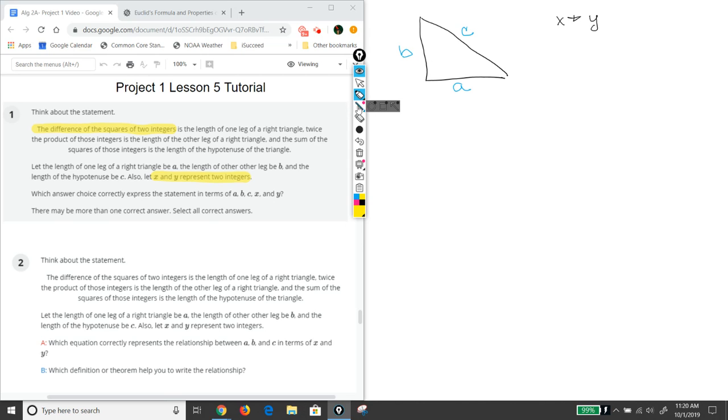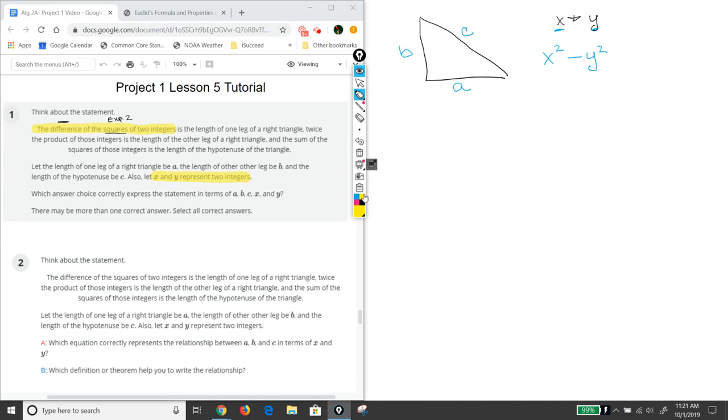So I'm seeing the difference, which really is just a fancy way of saying subtraction, of squares. I'm not thinking about the actual geometric shape, but I'm thinking about the exponent of 2 here. So I'm going to just start right there. The difference of squares of those two integers. So my integers x and y, if I combine that together, it would be the square of x minus the square of y. I'm squaring those two integers, okay?